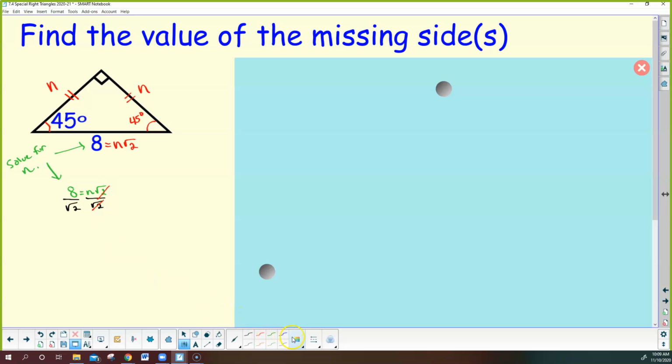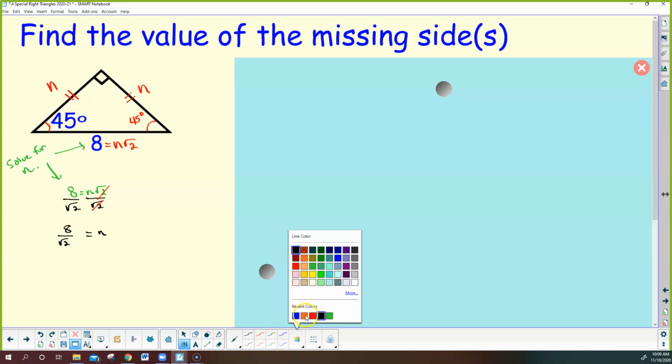And that reduces the square root of 2 out on the right-hand side. And then I'm left with 8 divided by the square root of 2. But we do not like having this denominator as a radical, so we have to rationalize the denominator.